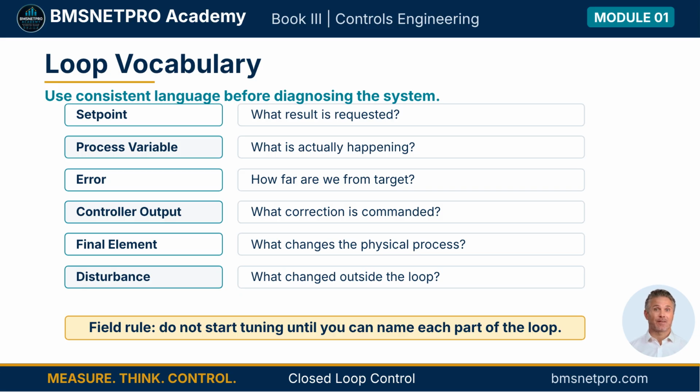This language prevents confusion. For example, a zone temperature loop may request more airflow, but the VAV damper and the AHU pressure loop determine whether that request can actually be met. When we name the loop elements, we can see where the failure might be hiding.